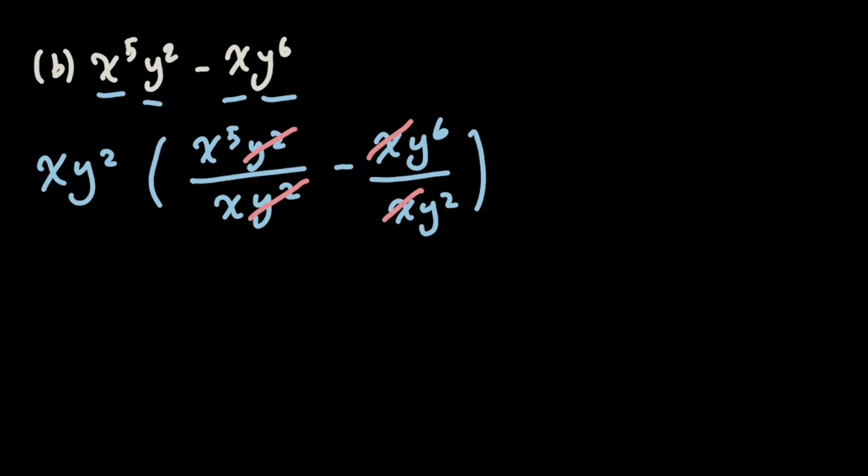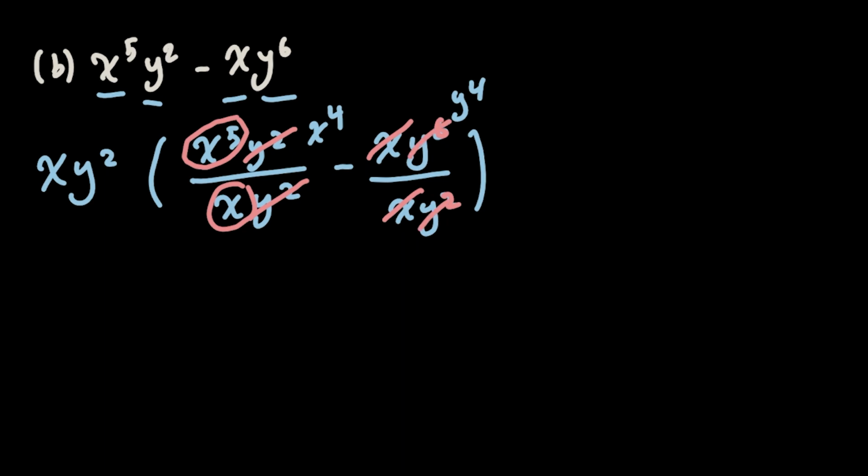Now here we have x to the power 5 and here we have x to the power 1, so we'll just subtract the powers. We will get x to the power 4 because we have 5 minus 1. The same thing here, we have y to the power 6 and here we have y to the power 2. We subtract 6 minus 2 and we get 4, so it will be y to the power 4, and these would cancel.